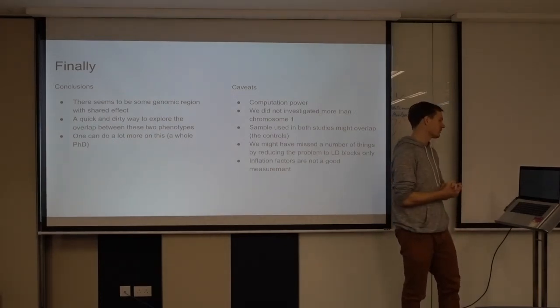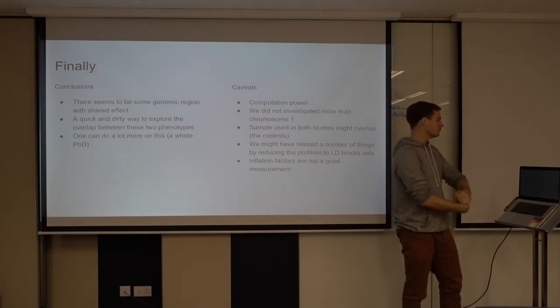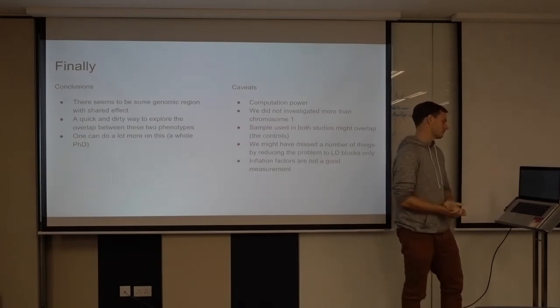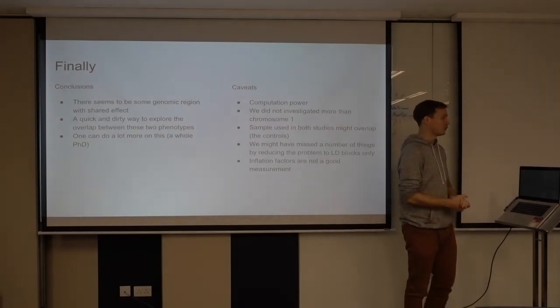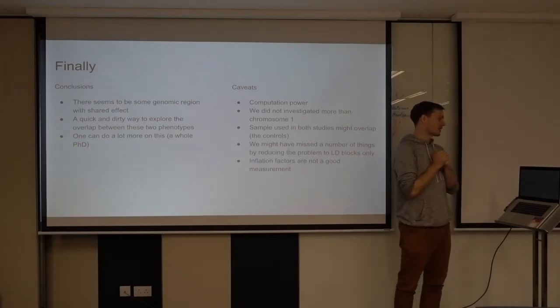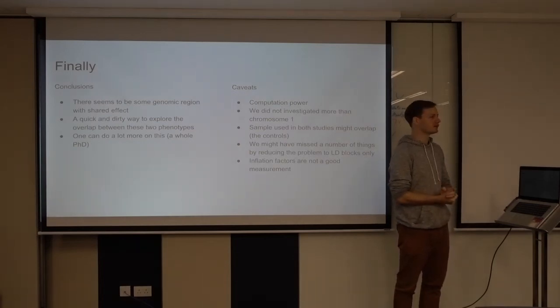It's a very quick and dirty way, to be honest. I wouldn't publish it in any form, but there is a lot of stuff you can do. There are a lot of caveats attached to this. We had little computation power. We only investigated chromosome 1. Samples of both studies might be overlapping. Maybe the controls were used in both studies, so that might bias the results. We might have missed a number of things by only looking at blocks and not doing something more sophisticated. And maybe inflation factors are also not a good measurement. So there are a lot of things, but it's a short afternoon, and we just took them.